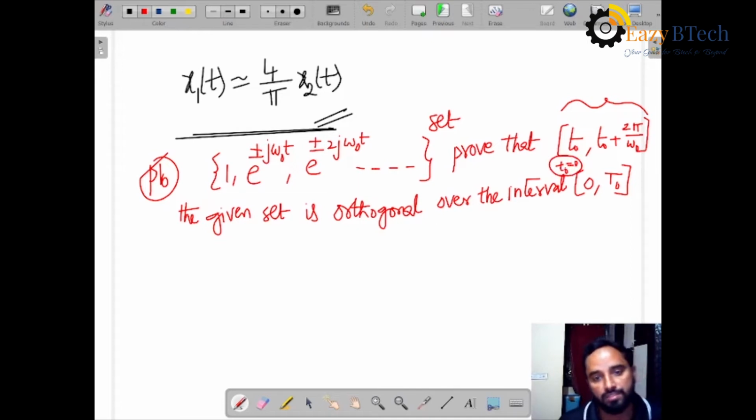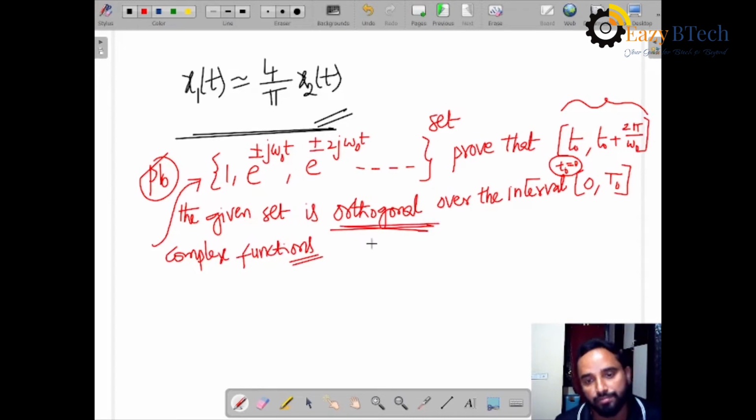So how to prove whether the given set is mutually orthogonal or not? First of all, the given set is complex functions. We have complex signals, e power j omega naught t, e power 2j omega naught t; they are complex functions. So for complex functions, what is the condition for orthogonality? How can we prove orthogonal or not? And he has given a set of functions. How can we prove it?